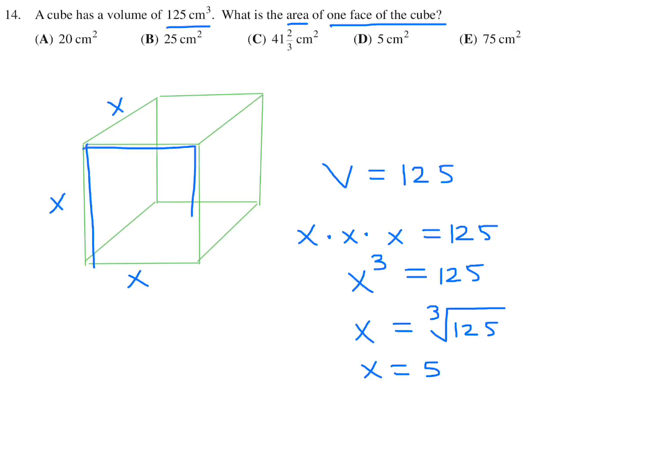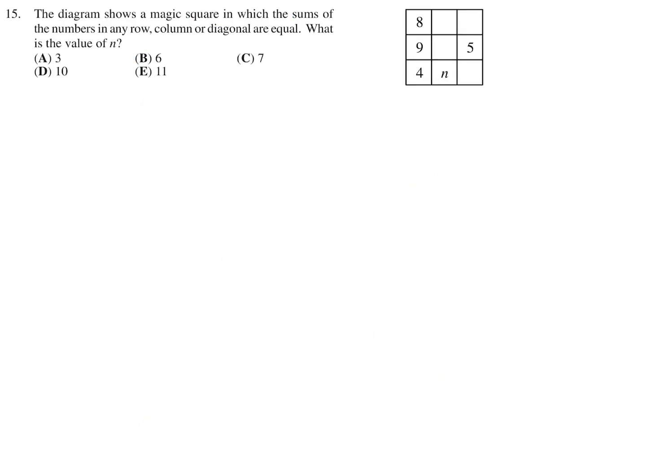So for example, this is one face of the cube where they want the area. Well, that's just X squared. So 5 squared would be the answer, which is 25. So that would be choice B.